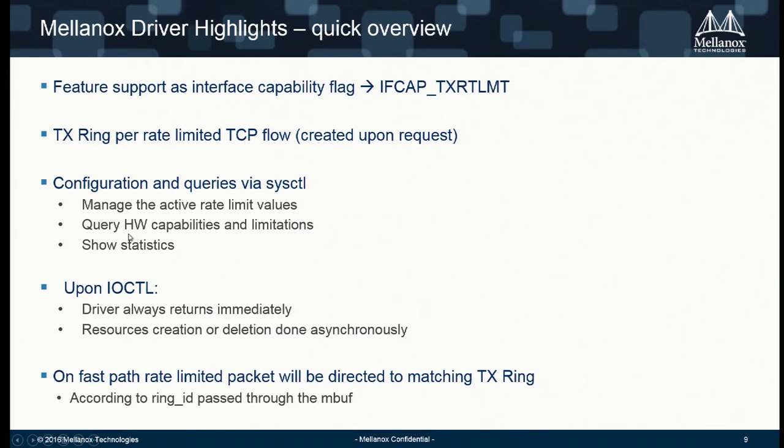We also have in the sysctl a way to query all the capabilities and limitations, and of course show statistics. You can see how many queues you have on each rate, and for each queue, it's like a huge print once you have thousands. That's why we have all kinds of scripts to take it out to Excel documents. It becomes huge, but for each queue, you have how many packets transmitted and stuff like that.